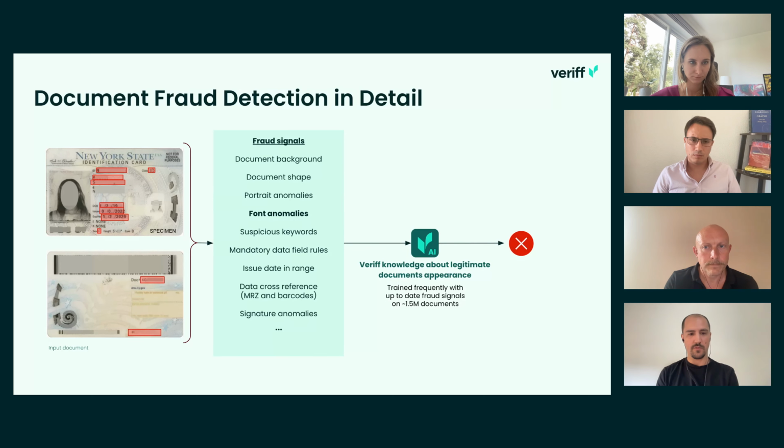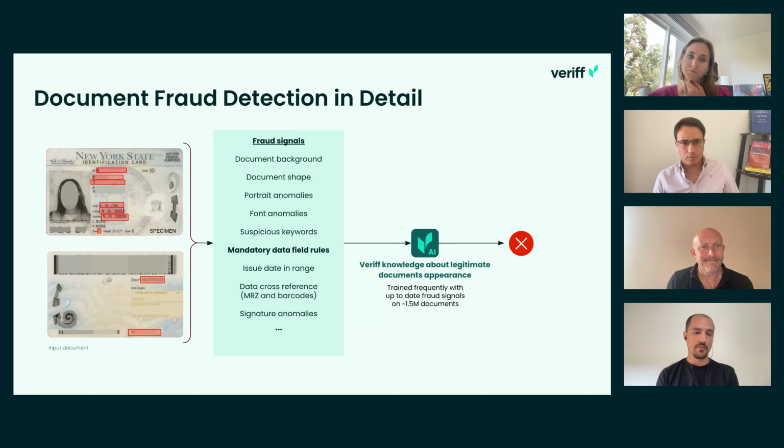Something interesting as well regarding the characters that we extract is that sometimes fraudsters forget to remove some characters from the photos that they send, which tells us that the document is actually not a legitimate one. For example, here the word specimen could tell us that this is not a real document. So we also look at that. This is very trivial, but surprisingly catches many cases.